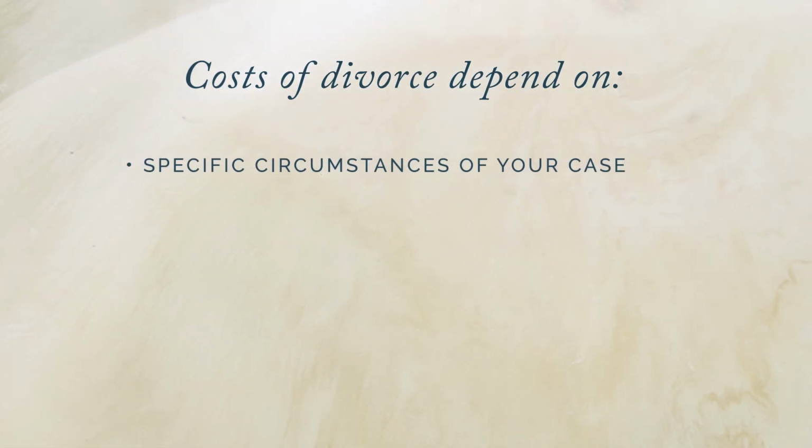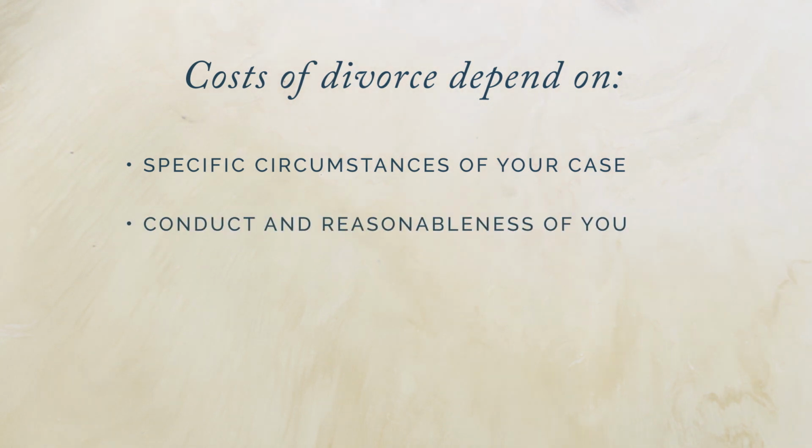For example, if you and your spouse are W-2 employees and your assets are simple, it should be relatively easy to figure out who gets what. However, if you or your spouse owns a business or you have a lot of illiquid investments, those may need to be valued before they can be distributed, which can add time and expense to the case.